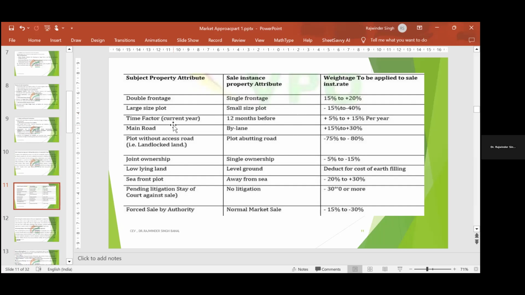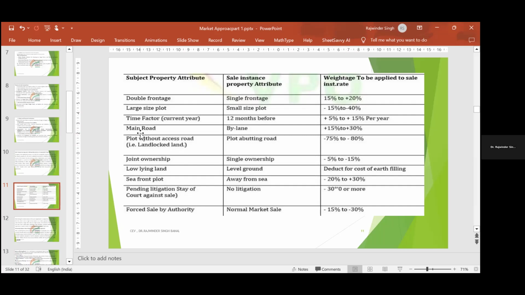Then time factors. So we are doing valuation as on date, today. The sale instance was done 12 months or more ago. 12 months means 1 year or more. The property was sold 1 year or more ago. So you will be adding 5 to 15% per year depending upon the situation.